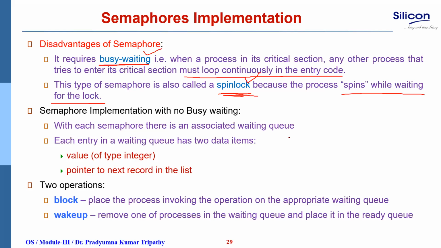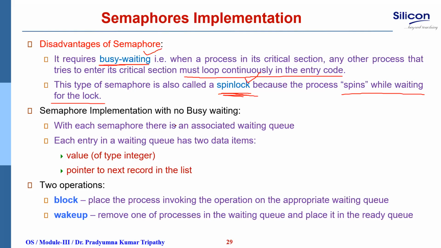Second one is the pointer to the next record. Correct? And they have only two operations, block and wake up. So where will we put the block? Block places the process invoking the operation on the appropriate waiting queue, and wake up means it will remove one process in the waiting queue and place it in the ready queue. I'll give an example so that you will understand.